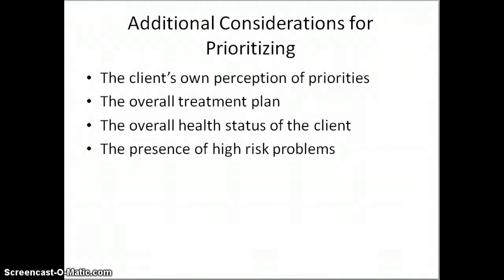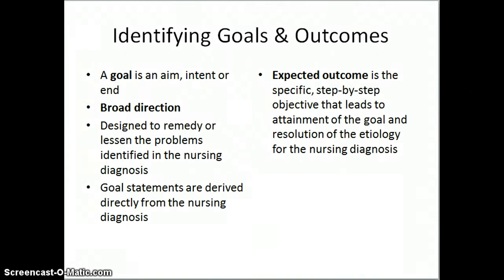Other things when we prioritize, what is the patient's priority? Maybe for a hospice patient it truly is pain control, and they don't care if their skin breaks down. So look at that overall treatment plan and think about what is the important part of that, and then prioritize them according to the patient.